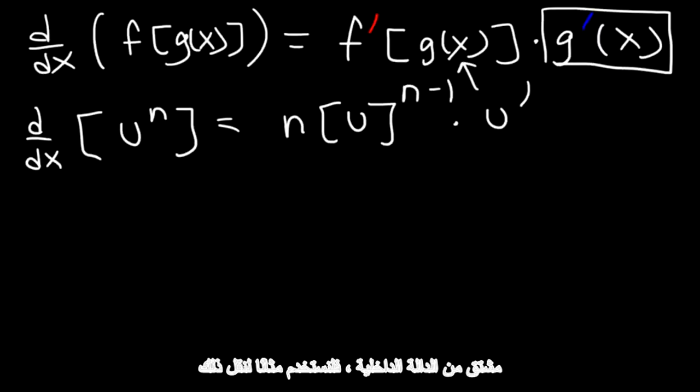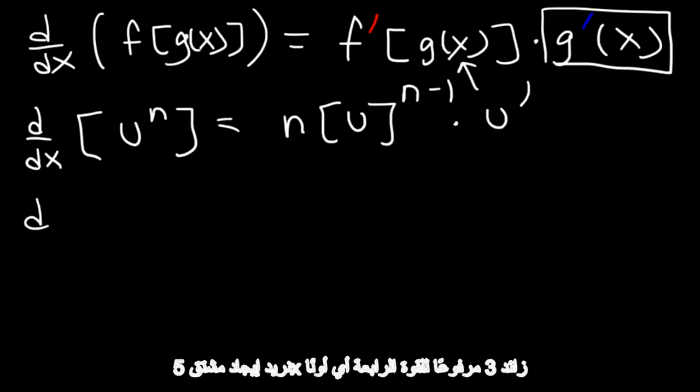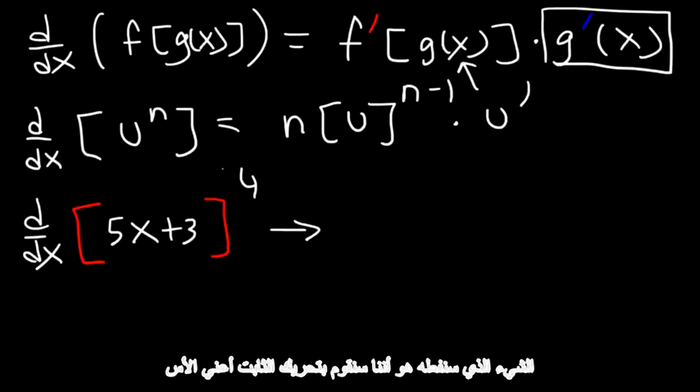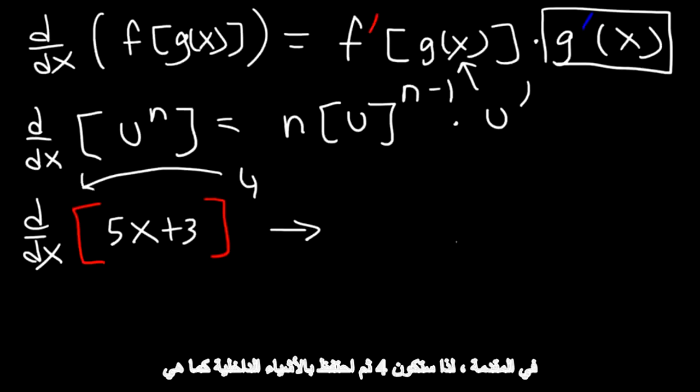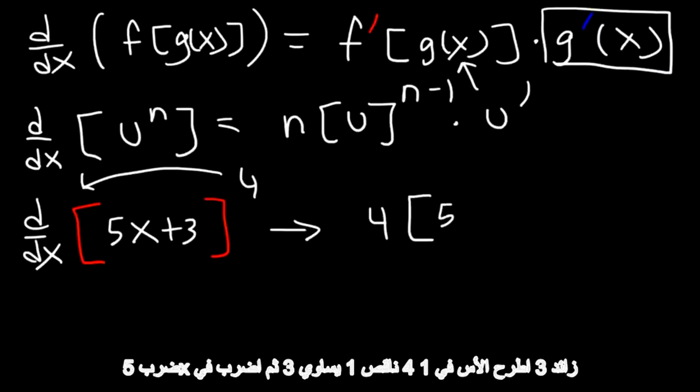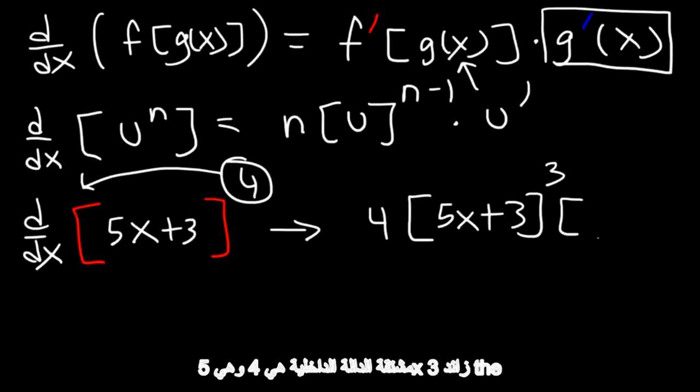So let's use an example. Let's say if we want to find the derivative of 5x plus 3 raised to the 4th power. So the first thing we're going to do is move the exponent to the front. So it's going to be 4, and then keep the inside stuff the same, times 5x plus 3, subtract the exponent by 1, 4 minus 1 is 3, and then multiply by the derivative of the inside.